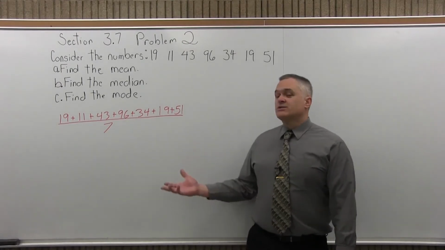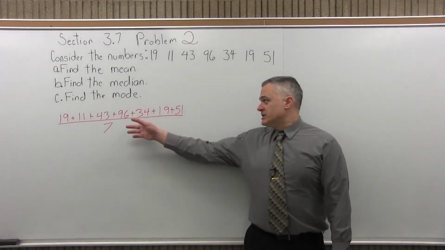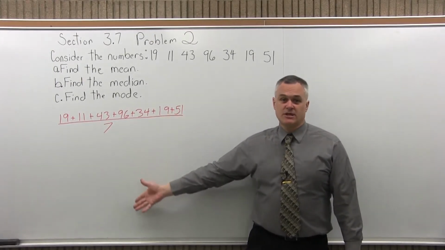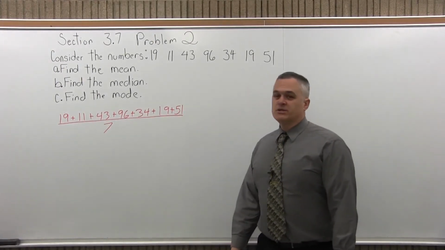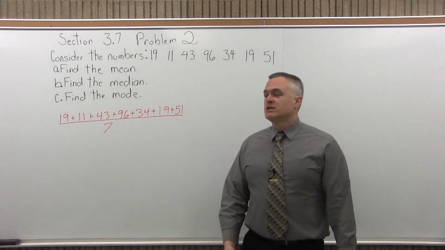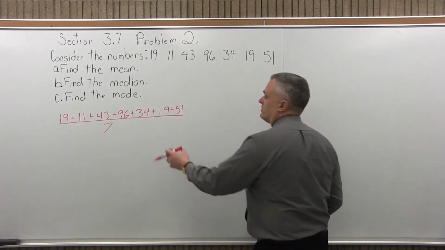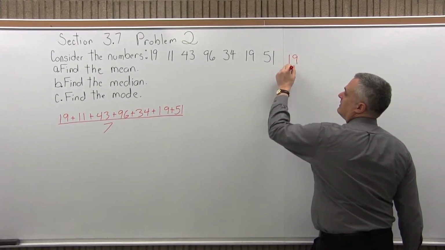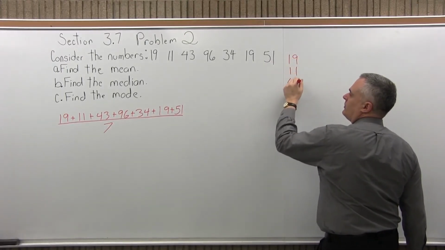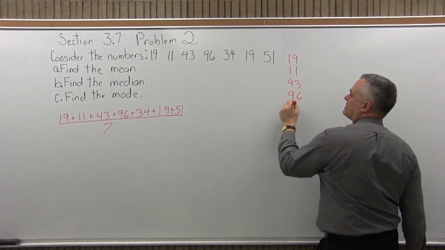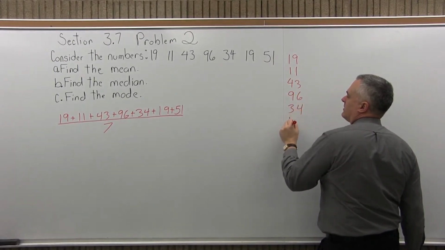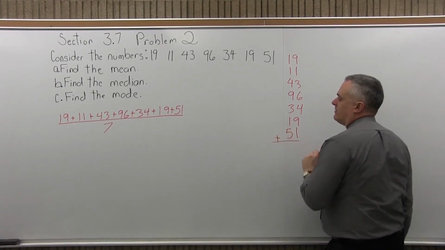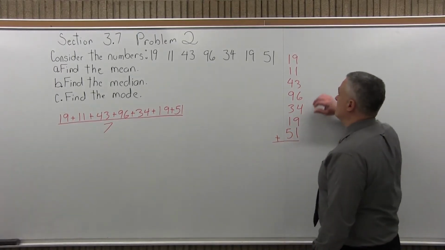Now, if this were a class where we could use a calculator, just add them up. When you get the answer, leave it on the screen, press divide by 7 equals, and you'll have the answer. Now, most teachers for this class don't want you to use a calculator. So what you would do is add the numbers up by hand. 19, 11, 43, 96, 34, another 19, and then 51. Add them, and we'll see what that adds up to.